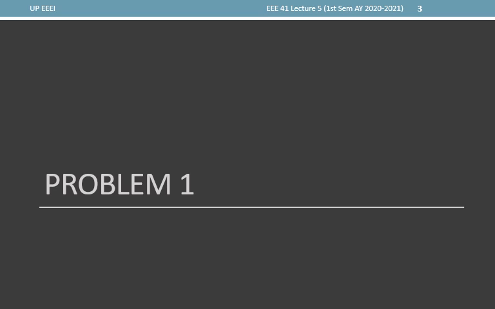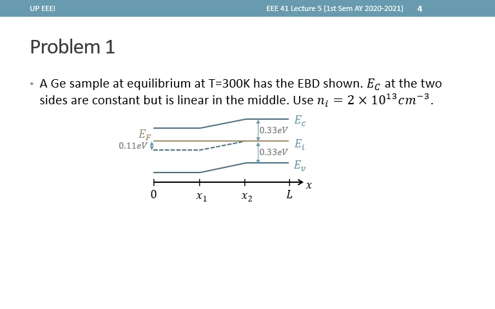So for the first problem, we have this energy band diagram. A germanium sample at thermal equilibrium at room temperature has the energy band diagram shown. EC at the two sides is constant, so the plot is flat, but it is linear in the middle. For germanium at room temperature, we use ni equal to 2 times 10 to the 13 per cubic centimeter.